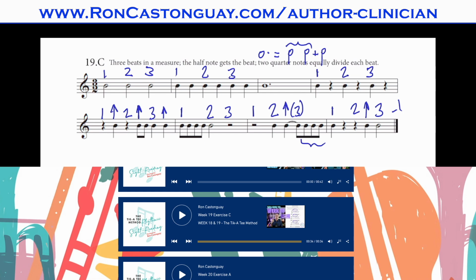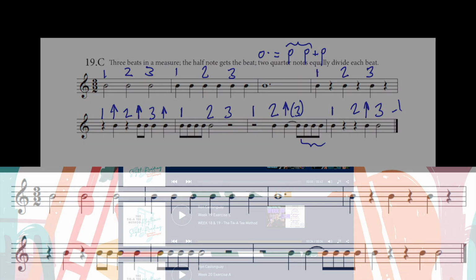And just like I did for week 18, I'm going to perform exercise 19C with some vocal harmony before we go to that next exercise. I hope you enjoy.